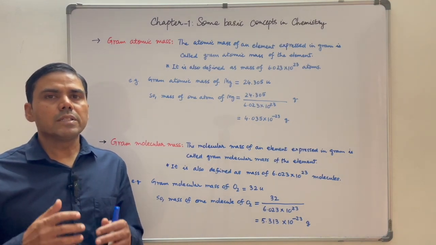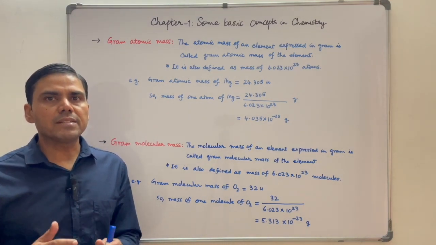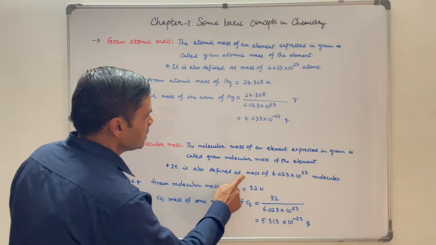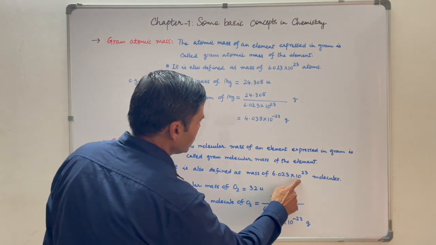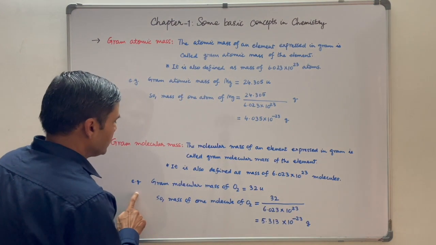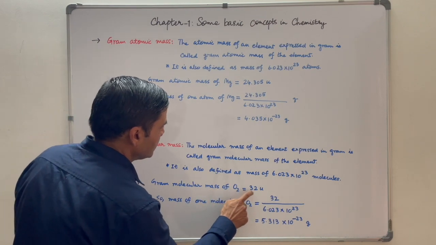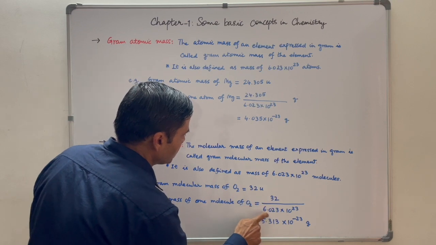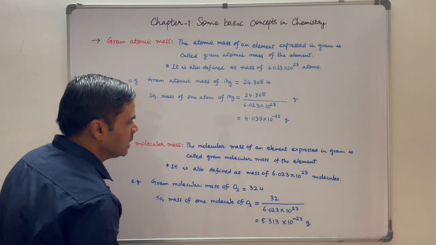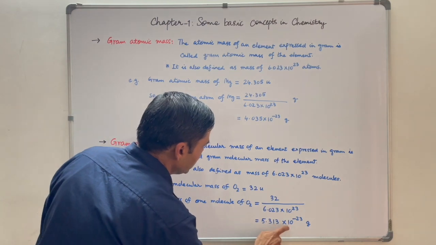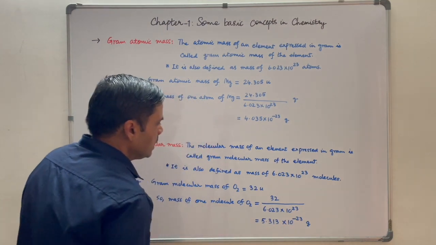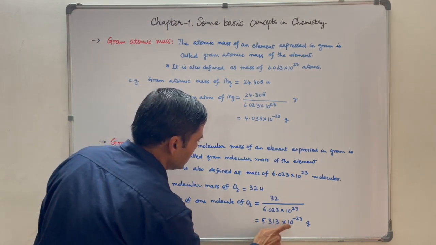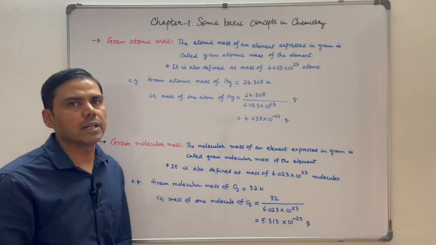Gram molecular mass. The molecular mass of an element expressed in gram is called its gram molecular mass. It is also defined as mass of 6.023 into 10 to power 23 molecules. For example, molecular mass of oxygen is 32 U. So mass of one molecule of oxygen is equal to 32 upon 6.023 into 10 to power 23. It is equal to 5.313 into 10 to power minus 23 gram. It means mass of one molecule of oxygen is equal to 5.313 into 10 to power minus 23 gram.